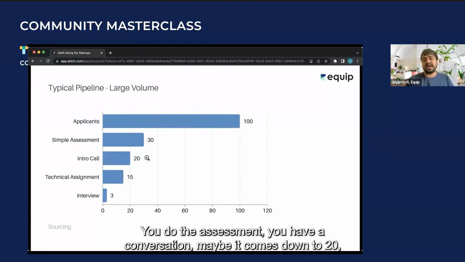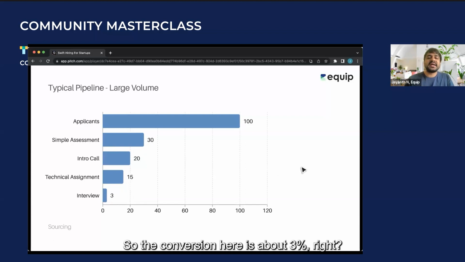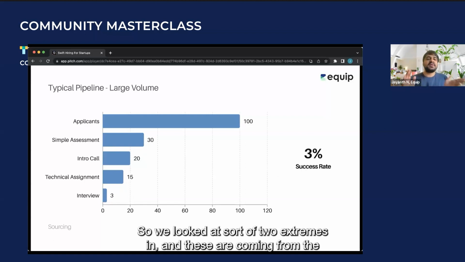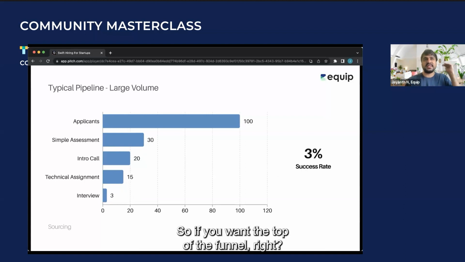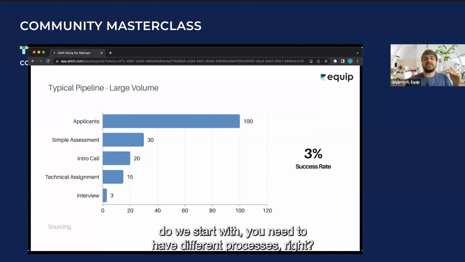The assessment, you have a conversation, maybe it comes down to 20, then you give them an assignment, and then 3 of them get the offer letter, right? So the conversion here is about 3%. You start with 100 people and end with 3 people. So we looked at 2 extremes, and these come from the number of people applying, the top of the funnel, the total number of applicants that you start with. Depending on how many people you start with, you need different processes. Just this flip of when you are calling them makes a difference.